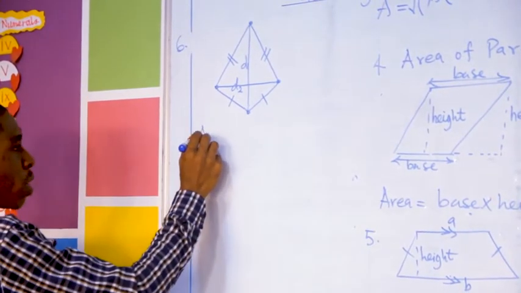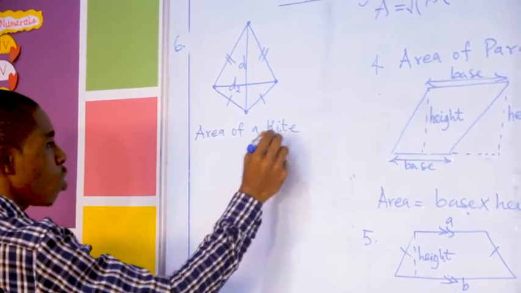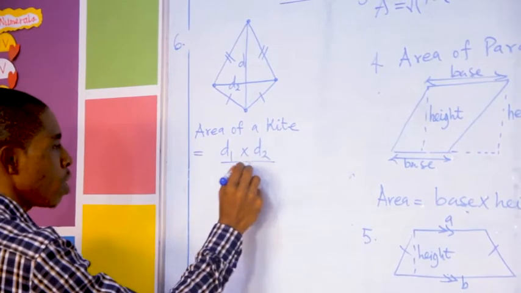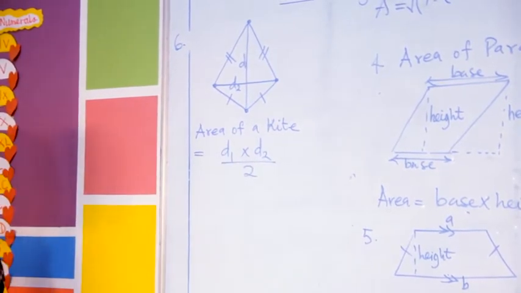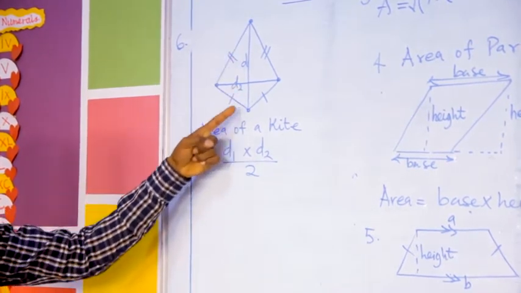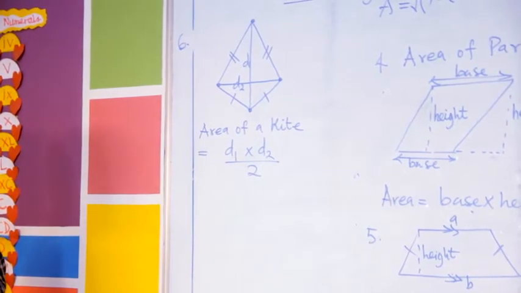The area of the kite is going to be equal to the first diagonal times the second diagonal divided by 2. That's quite easy, right? So you just multiply the length of the first diagonal times the length of the second diagonal and divide by 2, and that gives you the area of a kite.